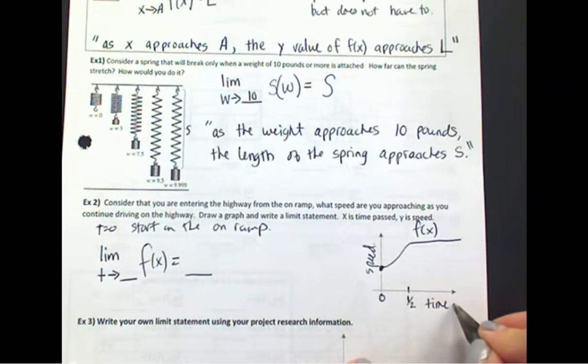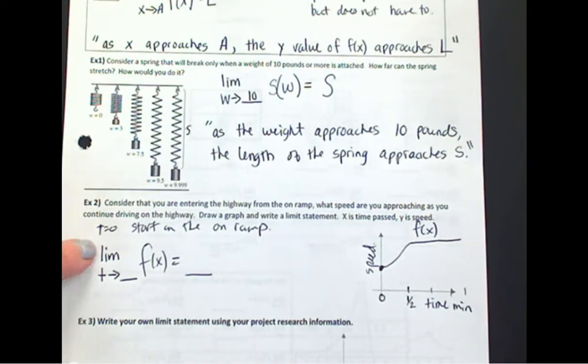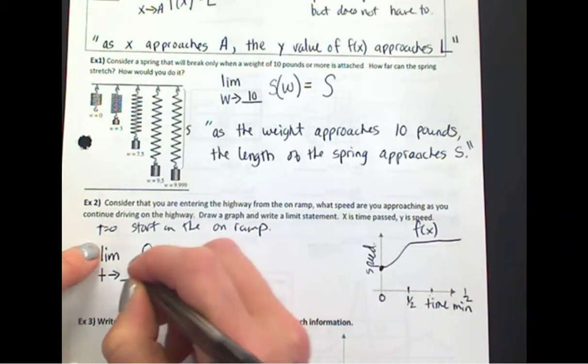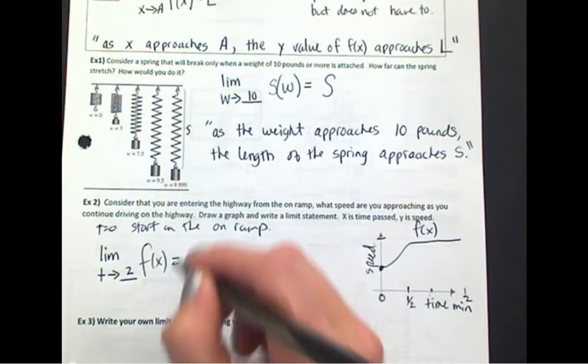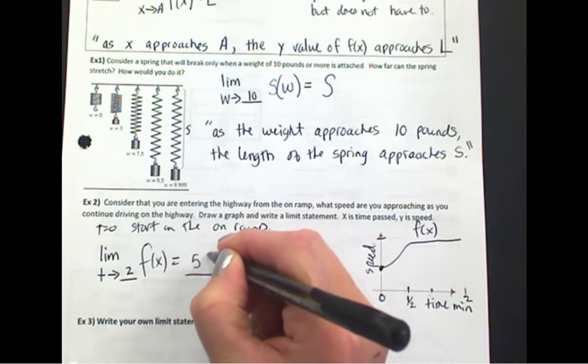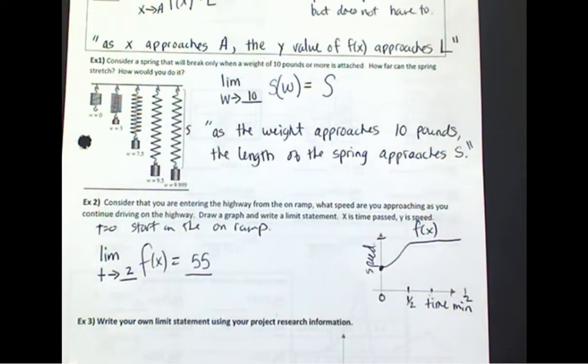So we'll go half a minute. Okay? All right. So let's say that it's still kind of slow, you're merging, you're getting onto the highway, maybe 1, 2, as T approaches 2 minutes. 2 minutes to get on the highway. My speed approaches 55, 60? I don't know. It depends.